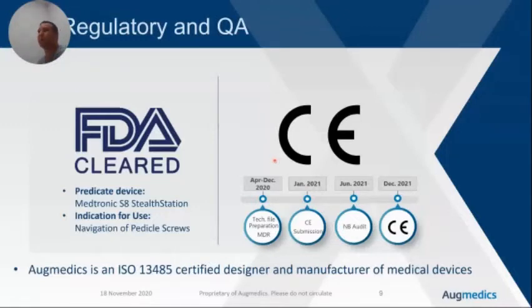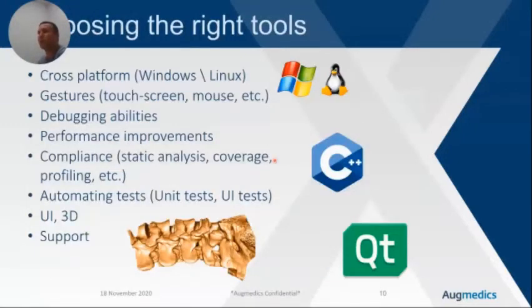So why did we choose Qt for our device? Cross-platform is very important for us. We have the all-in-one PC, which runs Windows, and we have this headset that has the Jetson TX2 Nvidia-based platform, which works on Linux. We use a Qt image for the Jetson based on Yocto Linux.